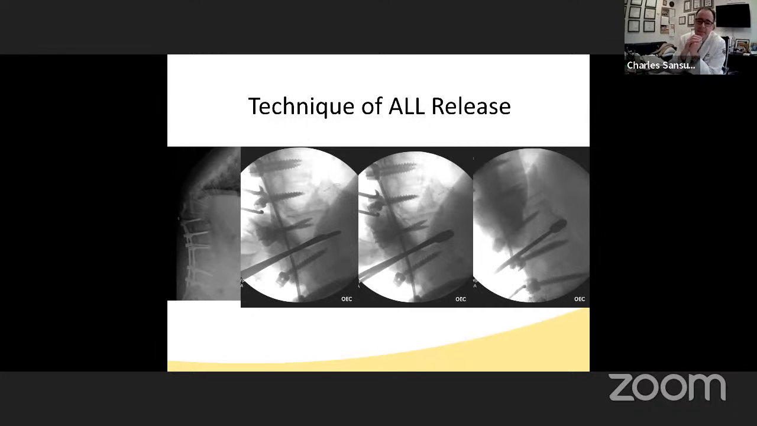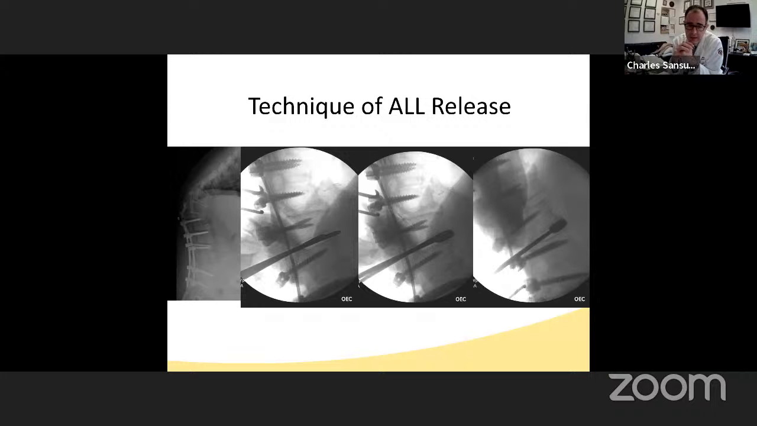The technique that we have been utilizing is the performance of wide facetectomies bilaterally with thorough discectomies bilaterally, and the placement of blunt paddle dilators. And depending upon whether the disc space is calcified or whether the anterior longitudinal ligament is calcified, it will either turn into a stretch or a crack.